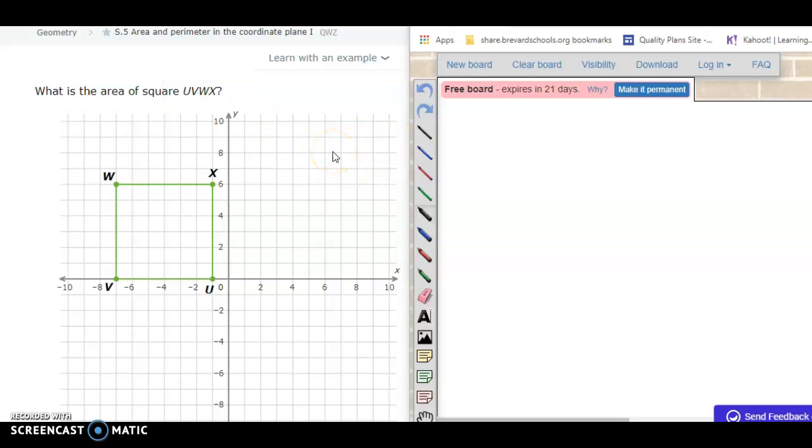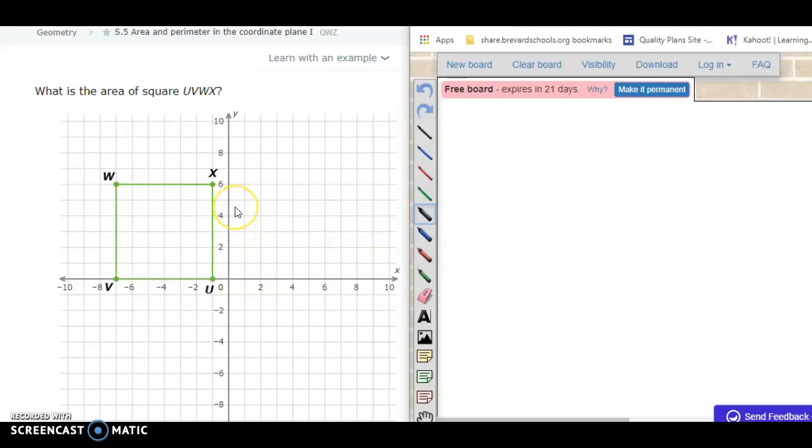So today's video is going to be for S.5 area and perimeter in the coordinate plane. A lot of this is still just using the area formulas and then remembering that perimeter is adding all your sides. Here shortly you'll see that sometimes we're going to have to use the distance formula to help us out. So let's look at number one.